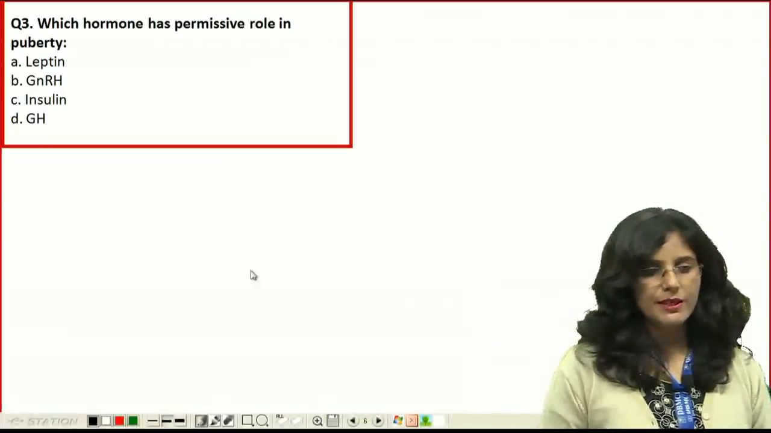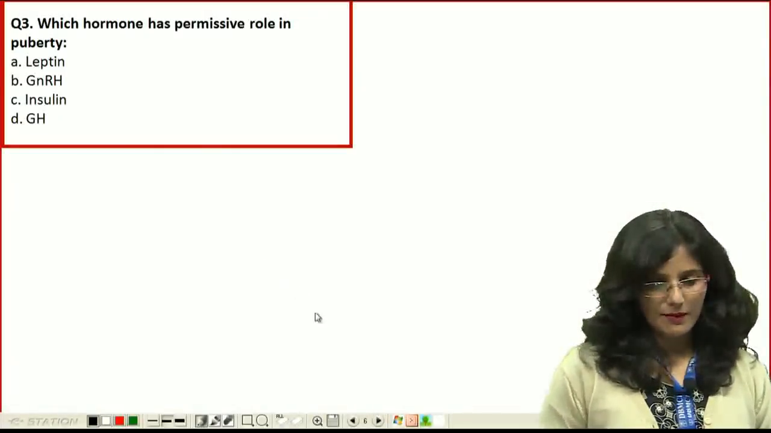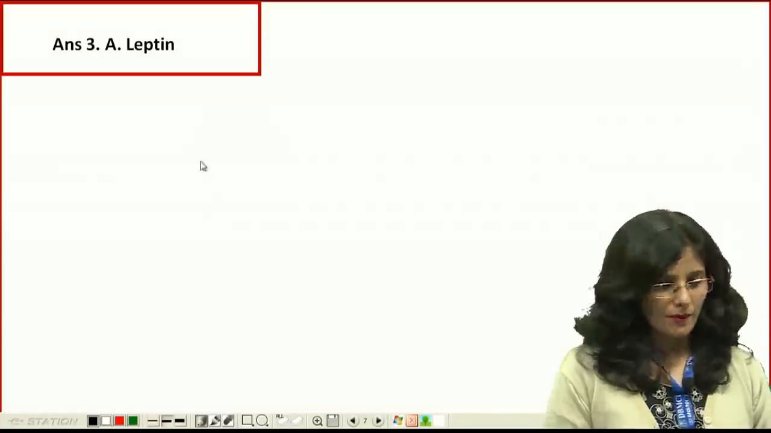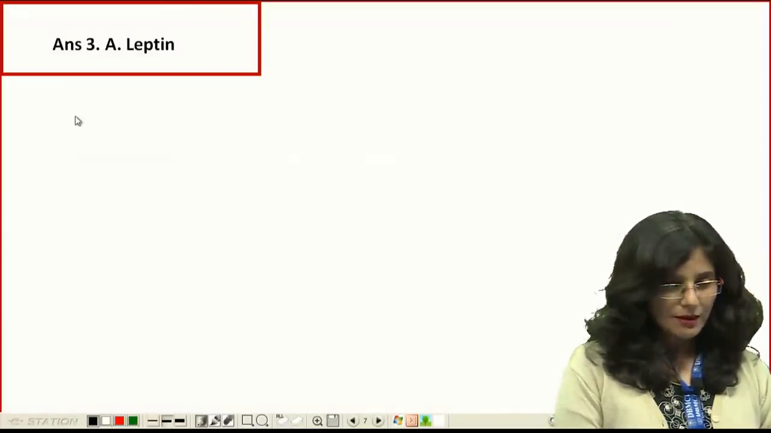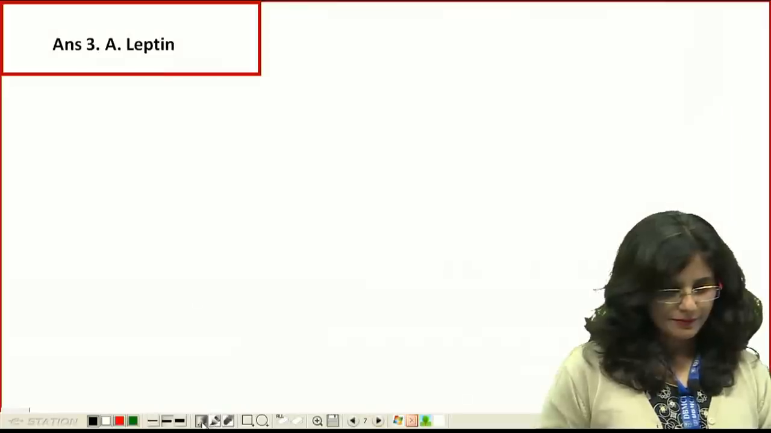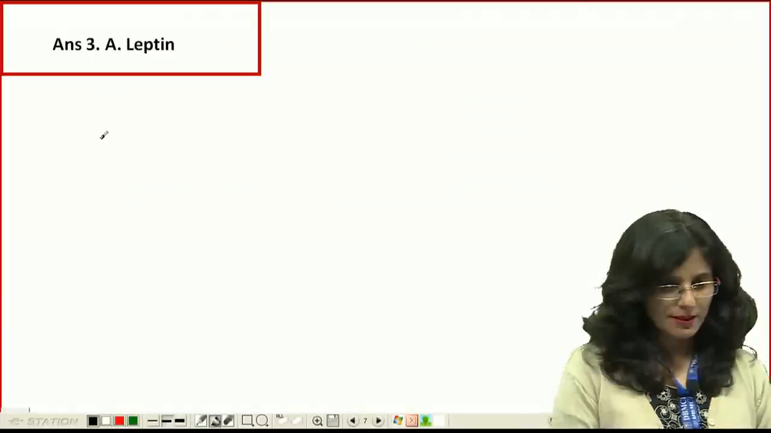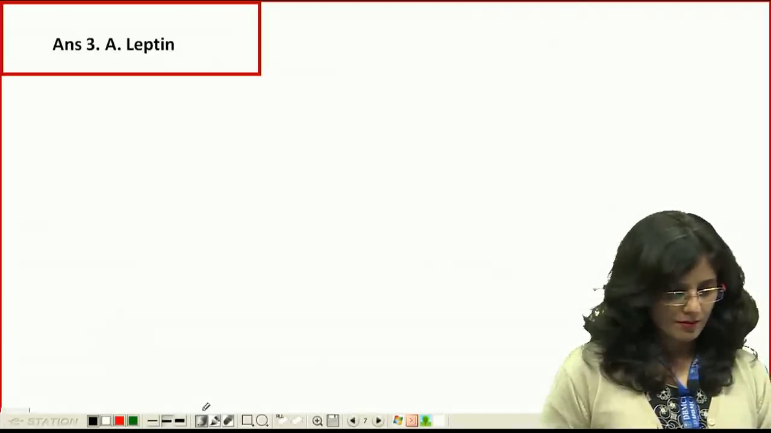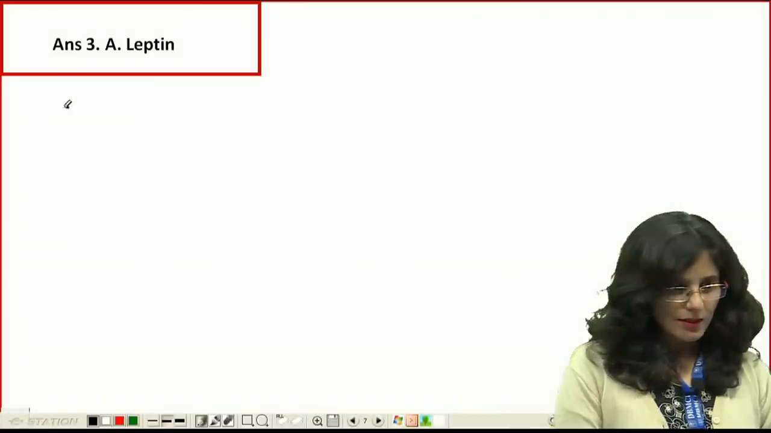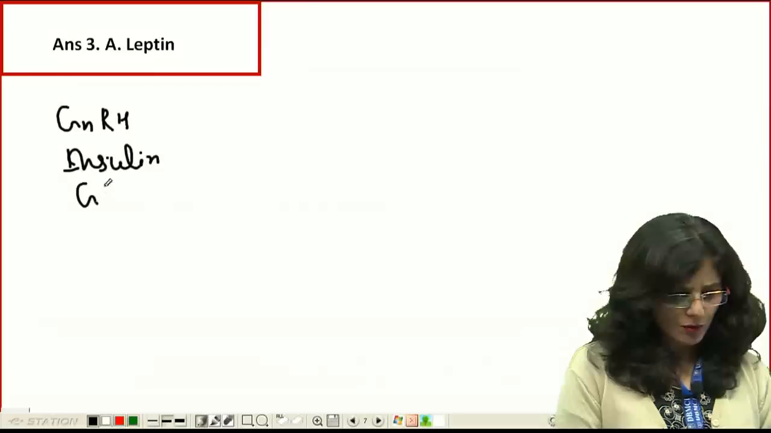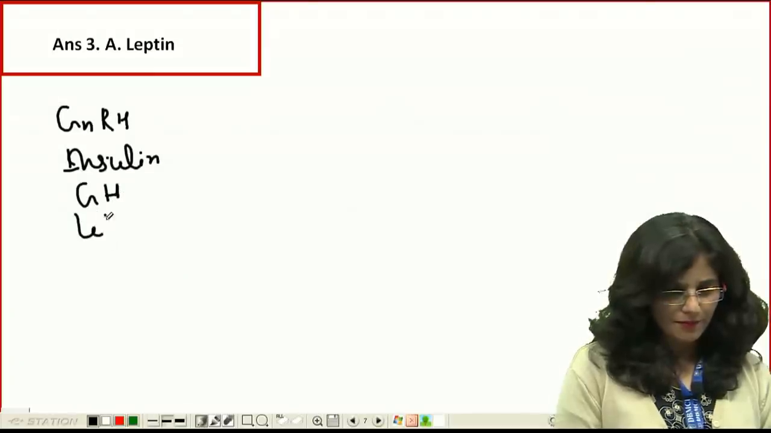Question number 3. The answer is A, leptin. Okay. Here we'll discuss the question in detail. The growth hormone, the gonadotropin releasing hormone, insulin, growth hormone and leptin.